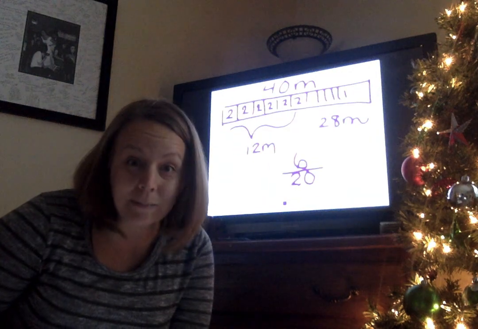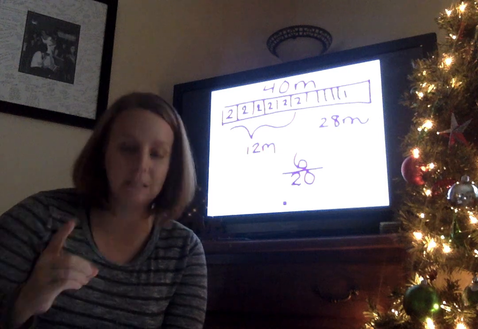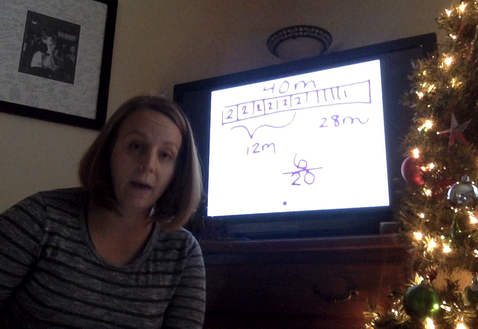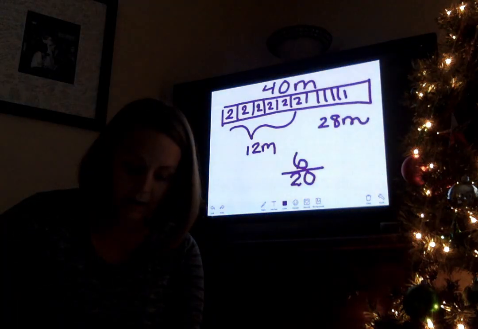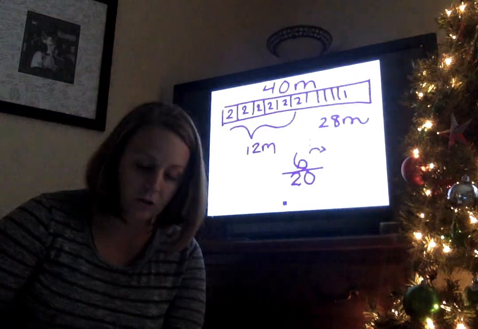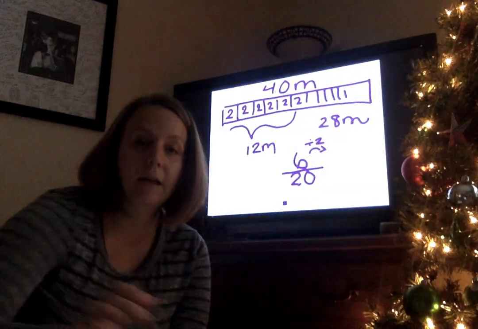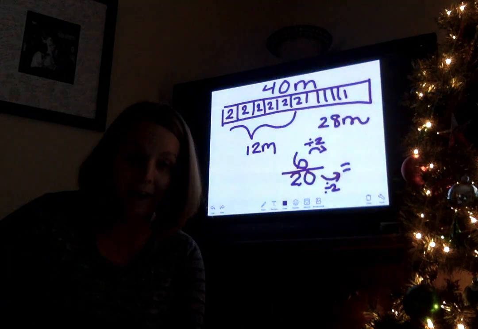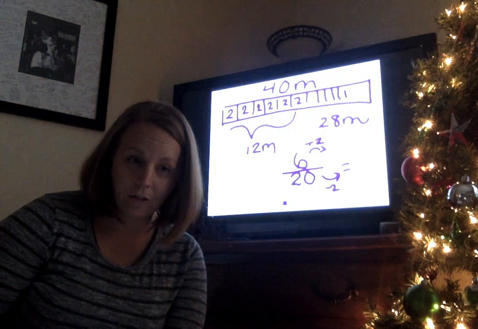But don't leave that in simplest form. 6/20 needs to reduce. I can divide 6 by 2 and 3. 20, I can't do 3, let's do 2. Divide the top by 2 and divide the bottom by 2, and you're going to get 3/10.